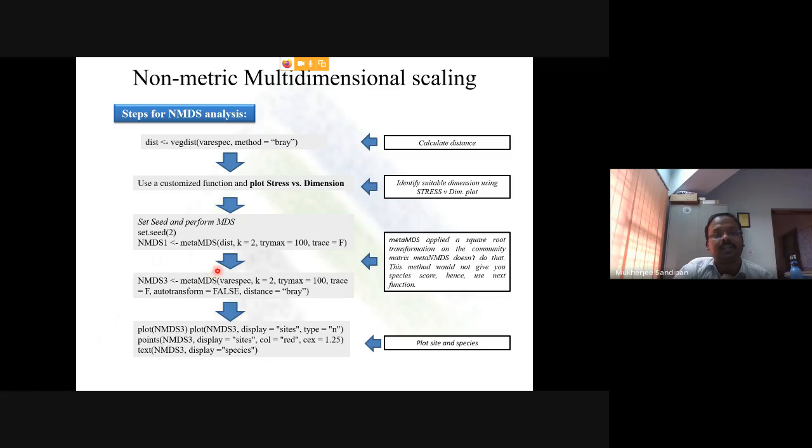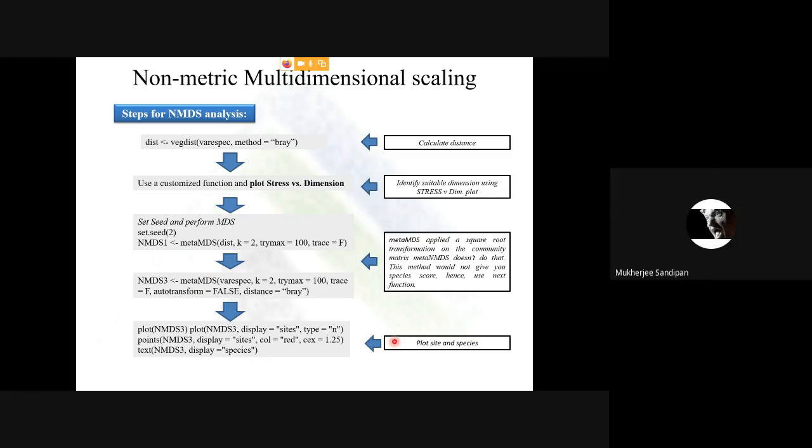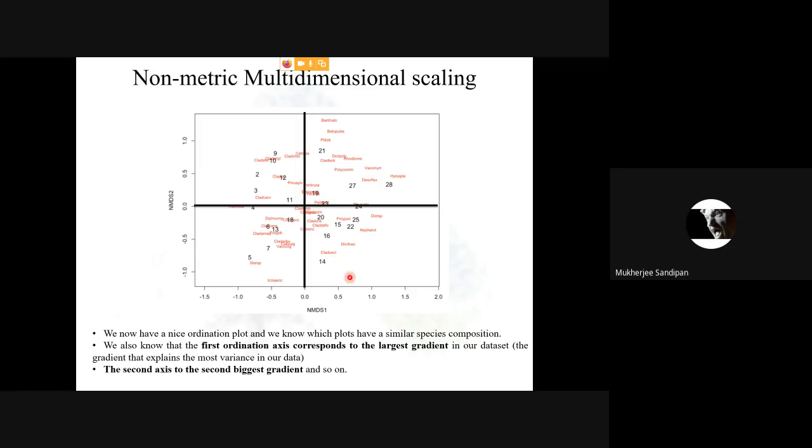After you have this NMDS data with you, you plot sites and species. First you plot the similarity of sites, and then you plot the similarity of species. When you plot sites and species, you get this kind of diagram. These names in red are showing names of species. With this diagram, you explain how similar the species are. Those species which are very close to each other have high similarity, and those species which are far away from each other have the highest dissimilarity. For example, this species has the highest dissimilarity with this species.